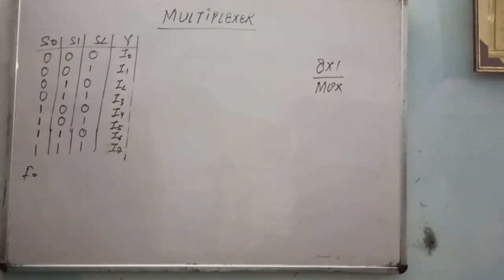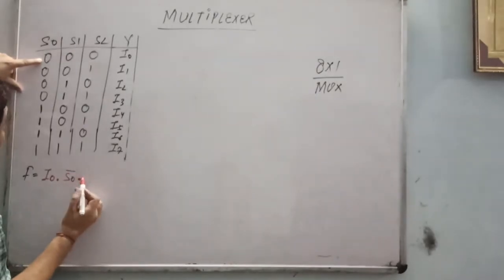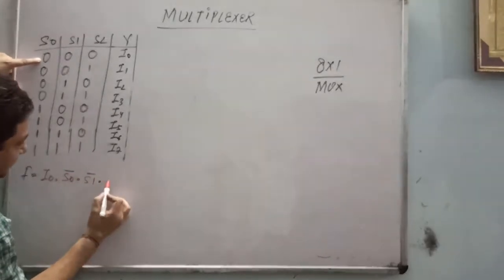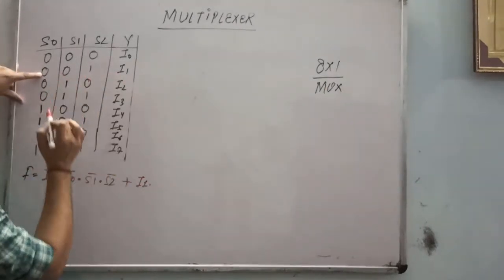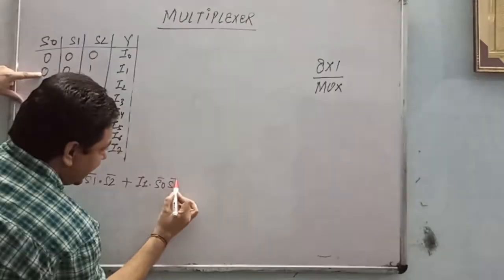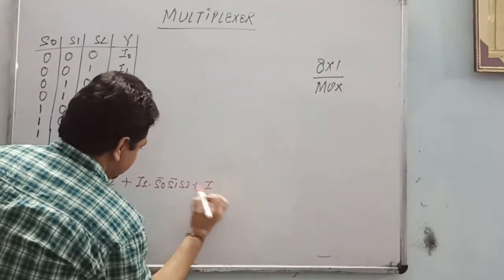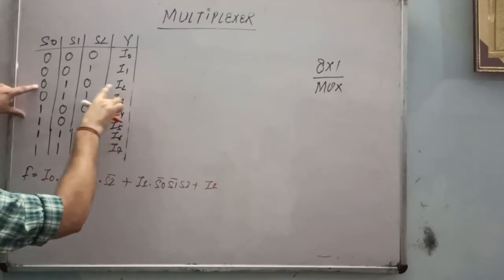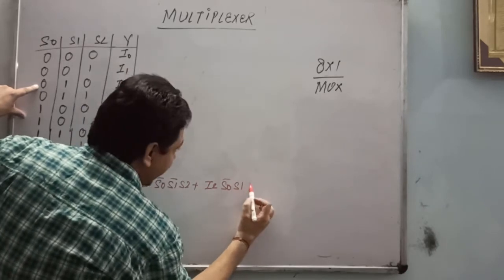F is equal to. For I0, what will be the status of the selection lines? According to the main term equation, all are 0. So we have to write S0 complement dot S1 complement dot S2 complement plus. What about I1? For I1, 0, 0, 1: S0 complement, S1 complement, S2 directly. Now what about I2? 0, 1, 0. So S0 complement, S1 direct, and S2 complement.